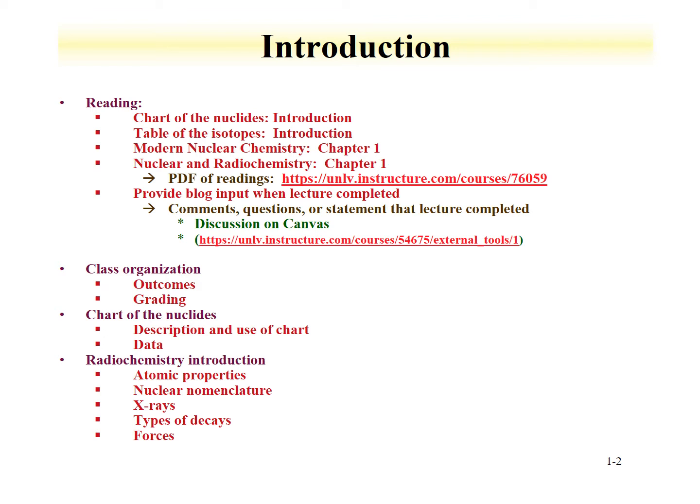This lecture is going to cover the class organization. We'll talk about the outcomes of the courses and gradings. We'll give a description of the chart of the nuclides along with the data within the chart of the nuclides. And then we'll define some terms of importance to radiochemistry, including some atomic properties, nuclear nomenclature, information related to X-rays and gamma rays, types of decays, and then we'll end this lecture with forces.